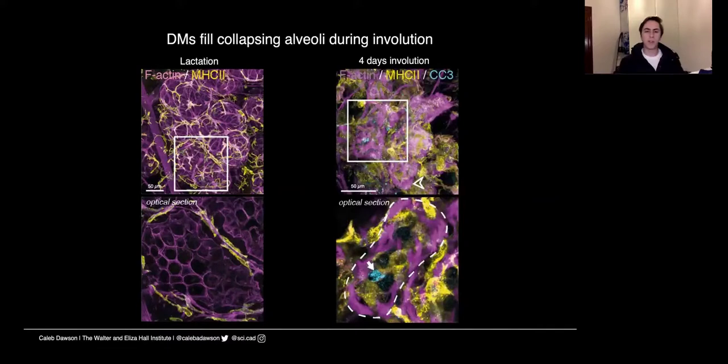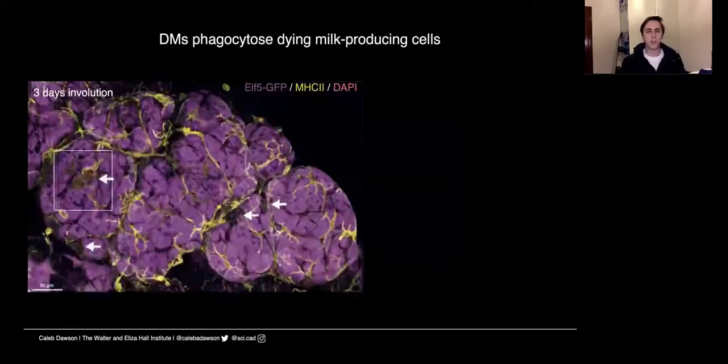But at 4 days involution, as the milk-producing cells are dying and the alveoli collapse, the ductal macrophages infiltrate into the lumen and they surround the dying cells. So it looks like they might be phagocytosing these and clearing them away. To get a clearer picture of this, I looked a bit earlier before the alveoli had collapsed.